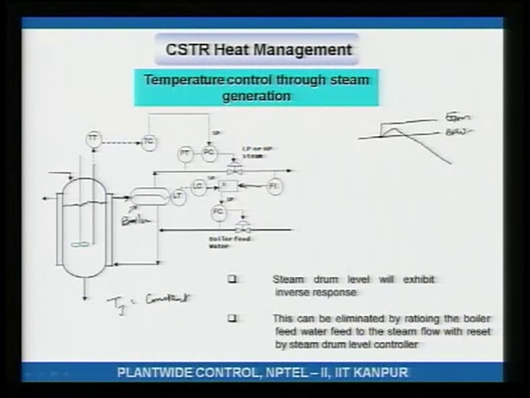And of course, the pressure inside the boiler is controlled by the amount of steam being drawn out by this steam valve. If you want to increase or decrease the amount of heat removed across the reactor wall, then you adjust the set point of the pressure in the boiler. That is what this temperature controller is doing. It is adjusting the set point of the pressure in the boiler.